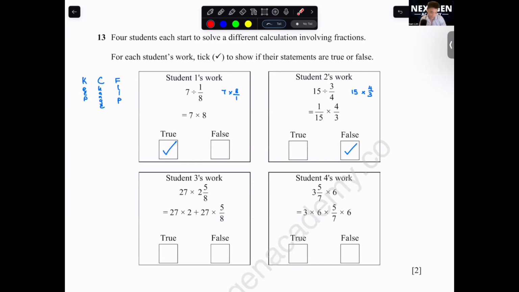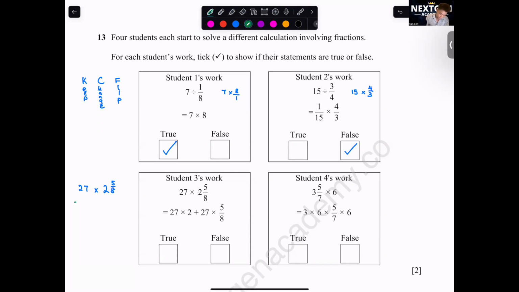Okay, 3 or 4. How do we calculate this? Okay, don't look at the working first. Let's see how we calculate it normally when we have a whole number multiplied by a mixed number. We need to first understand what exactly is 2 and 5 over 8. Is 2 and 5 over 8 equal to 2 plus 5 over 8, or 2 times 5 over 8?